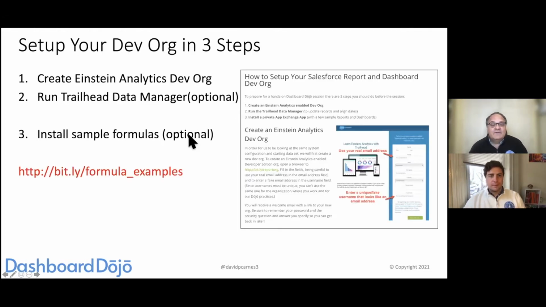All right, so again, if you've just joined us for the first time and you haven't set up a dev org, we use what are called these old Einstein Analytics enabled dev orgs. There's a couple of reasons why we use these dev orgs. They have thousands of records in them. They also have a tool called the Trailhead Data Manager that allows you to move the dates in these old records up to the current date. And that's kind of helpful with reporting as well. If you only did step 1 today, which could take you a couple of minutes, that would be fine to do the hands-on stuff today.